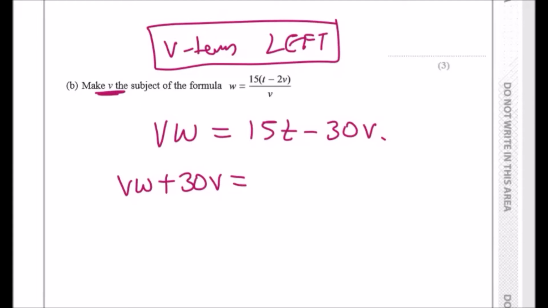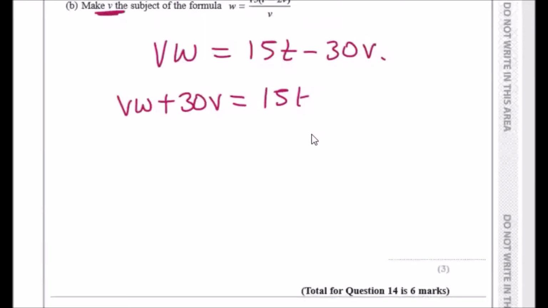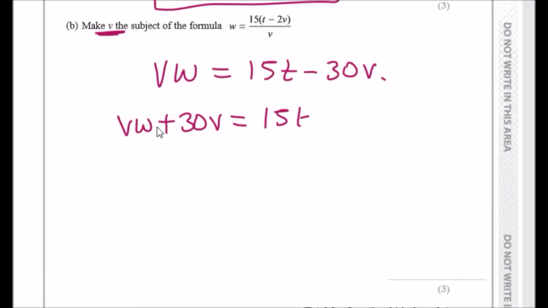So the common technique is to throw all the terms you want on the left and the terms you don't want on the right, like the non-v terms like t. Now this is very important. Over here, to isolate the v's, you need to factorize v out. So it'll be v bracket w plus 30 equals 15t, and we're done.